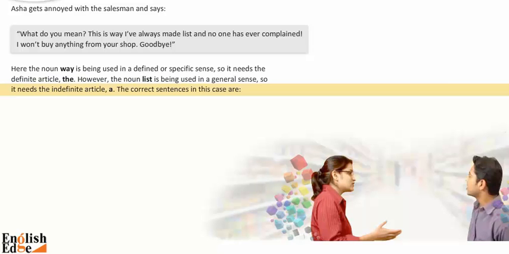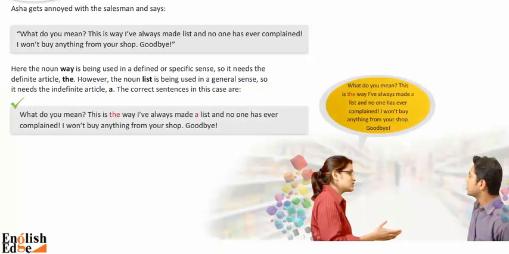The correct sentences in this case are, "What do you mean? This is the way I've always made a list and no one has ever complained. I won't buy anything from your shop. Goodbye." There are several rules that guide the use of indefinite articles. Here is the first one.